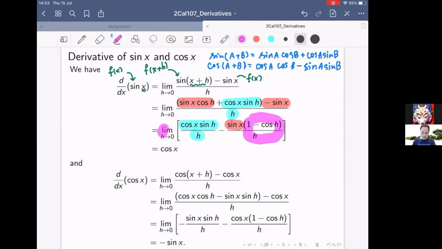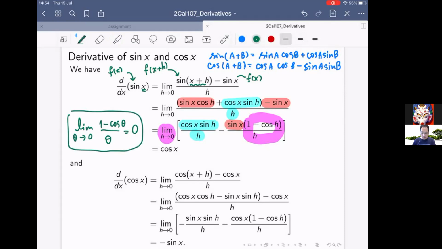Okay, and then as your h goes to 0, we already know from the previous example that this one, sine theta over theta, goes to 0, right? So this one goes away. Is it after finding the limit with the sine x as well? Because right now your sine x is a constant. So the leftover is only this term, but your h goes to 0.